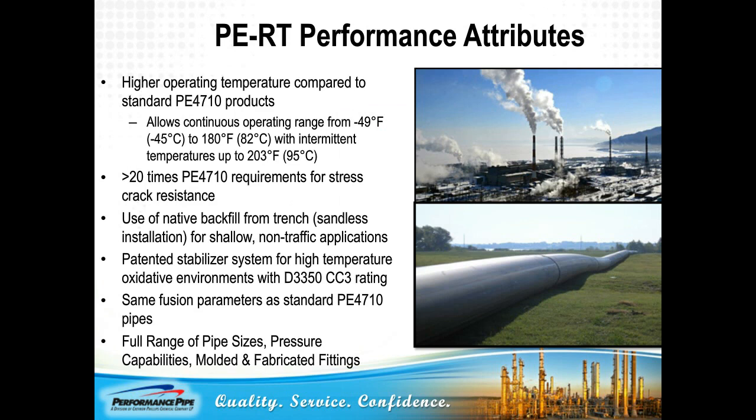PERT performance attributes. The key performance attributes of the new PERT pipe are higher operating temperature compared to standard PE4710 products, allowing a continuous operating range from minus 49 Fahrenheit to 180 Fahrenheit, with intermittent operating temperatures up to 203 Fahrenheit for some applications. Greater than 20 times the PE4710 requirements for stress crack resistance.